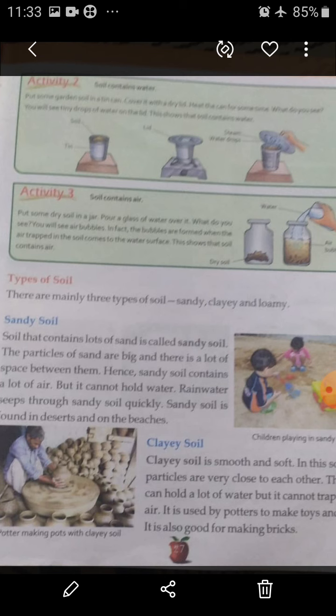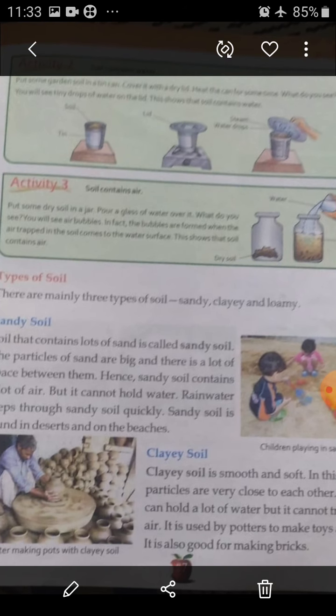Where do we get those water droplets? Because when we heat the soil, the water present in the soil rises up as water vapor, and on cooling appears on the lid as water again. This activity shows that the soil contains water. And the third activity: soil contains air.